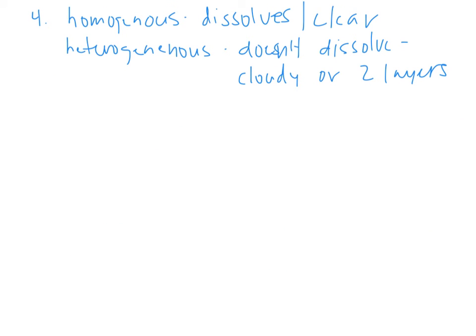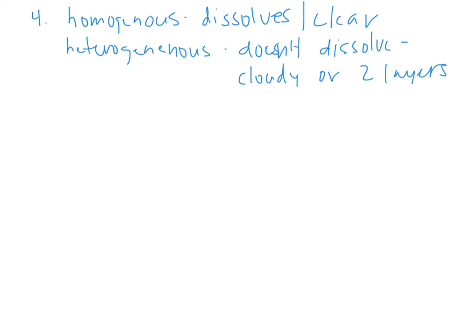Question number 4, they're talking about mixtures, and they want you to distinguish if each mixture is heterogeneous or homogeneous. And so homogeneous is where it actually dissolves, the solution. There's an attraction, it dissolves, and it's evenly spread out, becoming clear. Whereas heterogeneous, it doesn't dissolve, and it'll either separate into 2 layers or it'll remain cloudy.